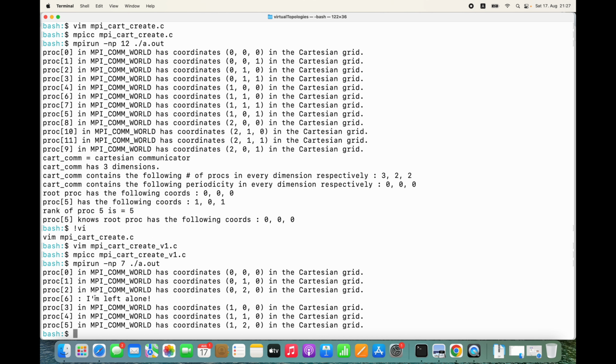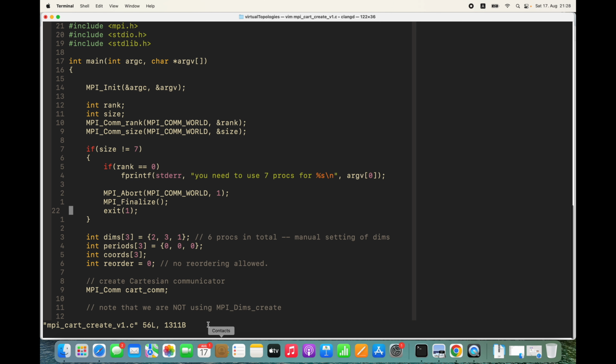And if you do that, then you see that process 6 says, hey, I'm left alone, and the other processes, again, this one has coordinates 0, 0, 0, process 1 has coordinates 0, 1, and 0. Notice that the first direction has the maximum index of 1, so this means 2 processes. The second direction has the maximum index of 2, so this means 0, 1, 2, 3 processes. And the third direction has only 0, and that is only 1 process. That is exactly equal to these 2, 3, and 1 processes for every direction that we had.